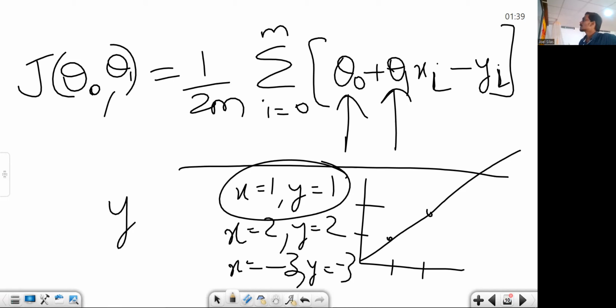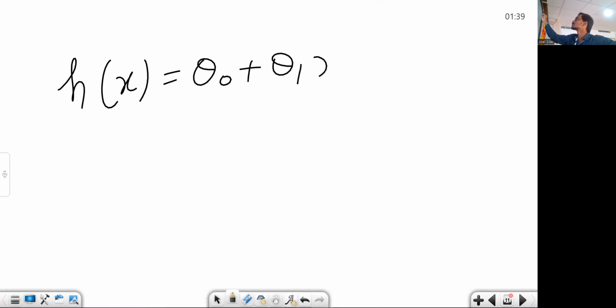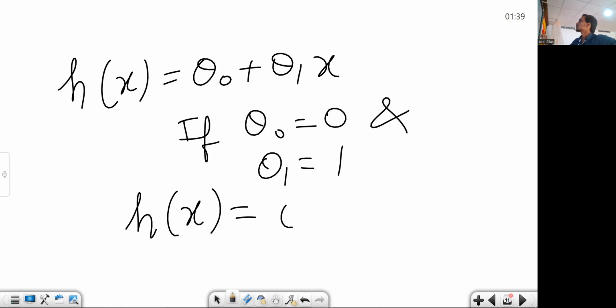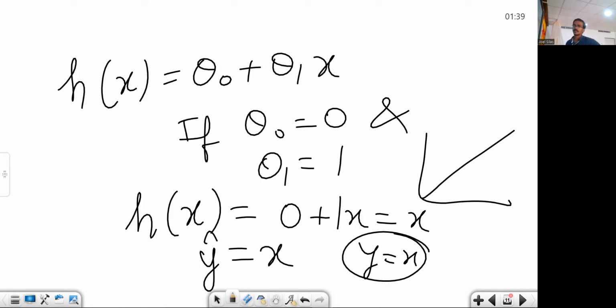Okay. Now, when will this particular thing happen in our hypothesis? What does our hypothesis say? Our hypothesis says that h of x is equal to theta 0 plus theta 1 x. If theta 0 is 0 and theta 1 is equal to 1, what will happen? Our h of x will become equal to 0 plus 1x, that is x. That means our predicted y is equal to x, which means a perfect linear graph.